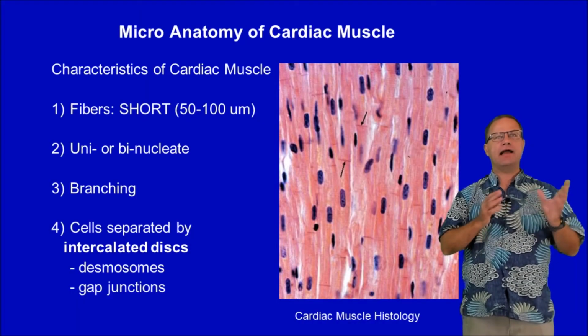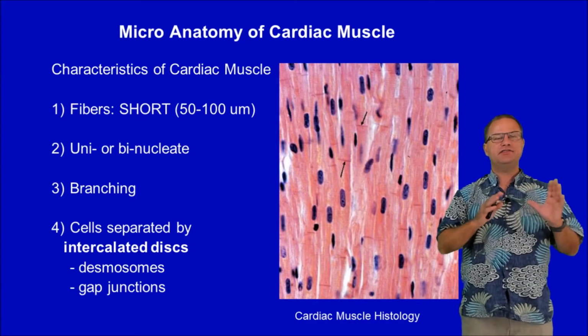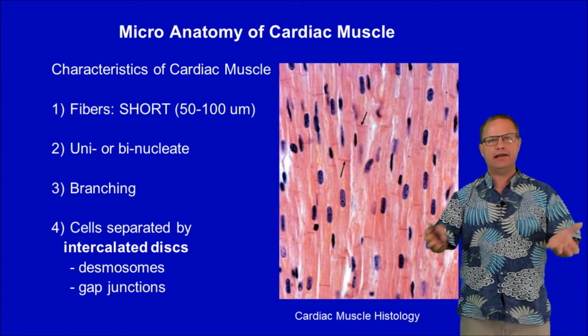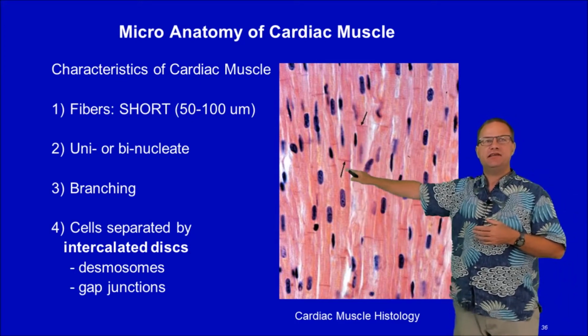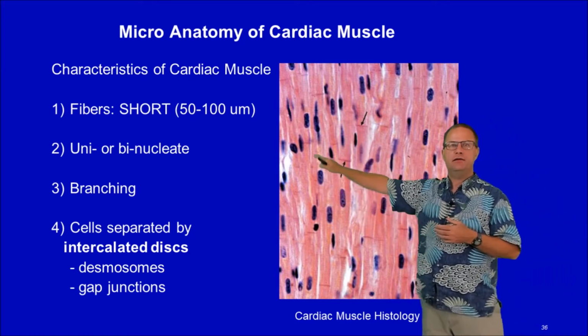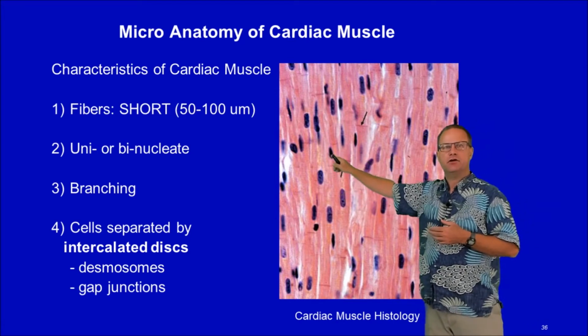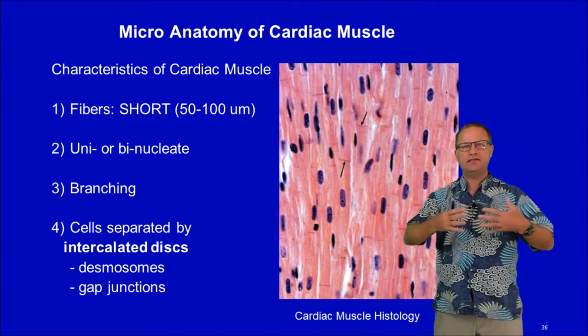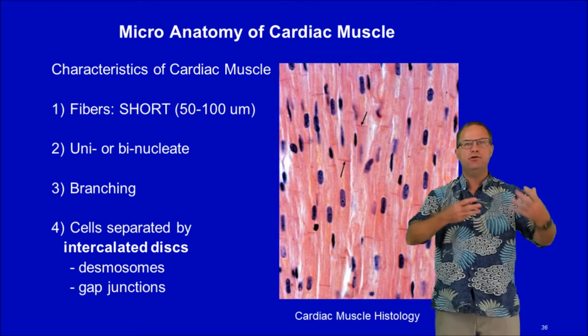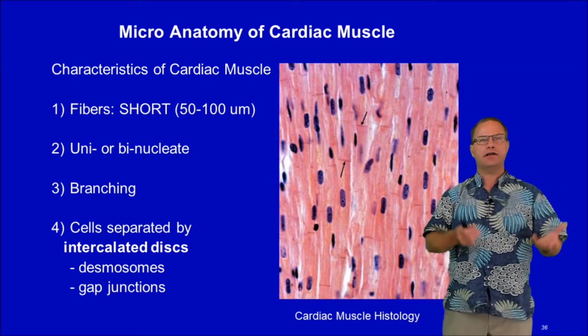Okay, let's talk about microanatomy of cardiac muscle. So we said before that cardiac muscle is striated. It's kind of like skeletal muscle, except the cells are also very, very short. They tend to branch, and they have these things called intercalated discs in between the cells that allow the cells to communicate so that we have the smooth, synchronized contraction of the cardiac muscle.